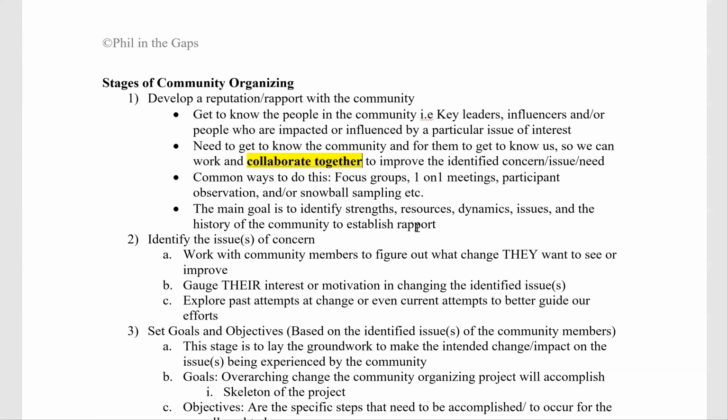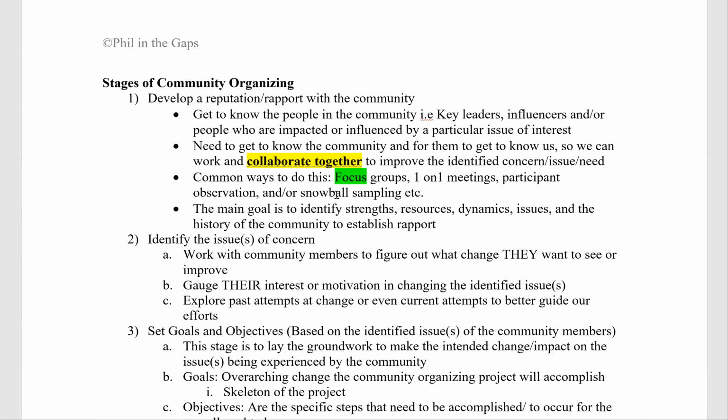So, common ways to do this are focus groups. An easy way to remember what a focus group is: it's identifying a particular focus by grouping people together and listening to what they have to say. So, a focus group is getting a particular focus of the community by having a group of people together sharing their concerns. One-on-one meetings. Why? Because the most effective way to get to know somebody is to interact with them directly. And if that person has a positive interaction with you, the likelihood of them telling other people that you're a positive person dramatically goes up. And word of mouth is one of the most powerful tools on this planet, which could lead to snowball sampling.